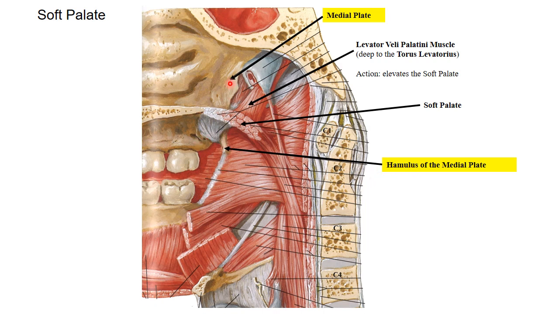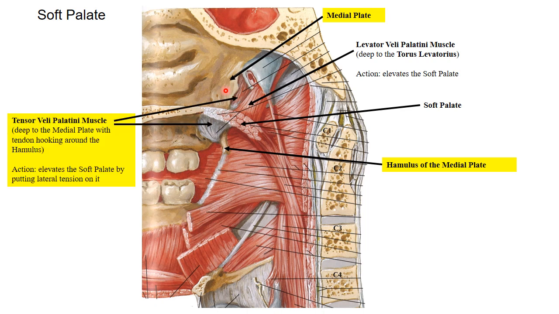Now, lurking lateral, I'm going to say behind, but really properly I should say lateral to this, is a muscle. You can see the muscle belly hiding behind this medial plate, and then you can see its tendon going into the soft palate from lateral to medial. It's going down this way, hooking around this hamulus and inserting into the soft palate from a lateral direction. This is called the tensor veli palatini. It's the tensor of the soft palate.